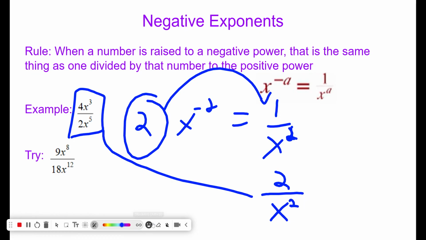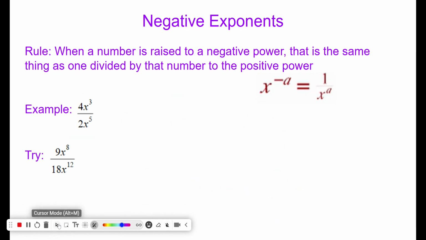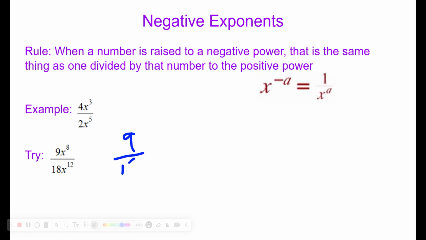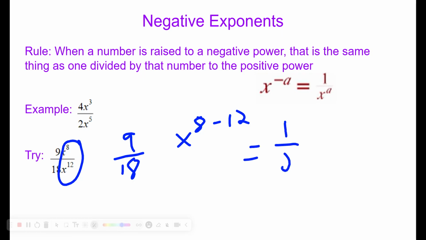Let's do the try it problem together. Nine times x to the 8th power over 18 times x to the 12th power. 9 over 18 and x to the 8th minus 12. How did I do that? I see there's division here, and I know that I'm dividing, I'm subtracting the exponents. 9 over 18, simplified, it's going to be 1/2 times x to the negative 4th power.